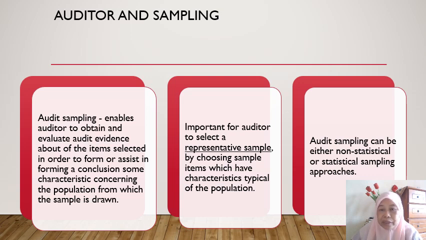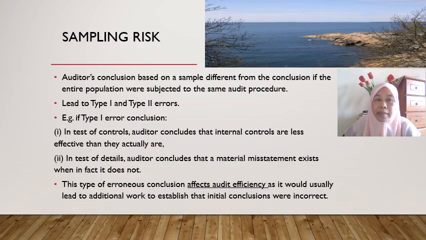The auditor can use audit sampling, either using non-statistical sampling or using statistical sampling. In selecting the sampling units, there will always be sampling risk. Sampling risk is a situation where the auditor infers the characteristic of the population wrongly or inappropriately. And the reason is because the sample that the auditor has selected may not be representative of the population.